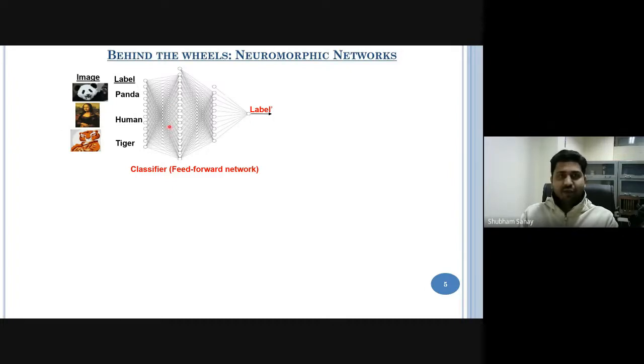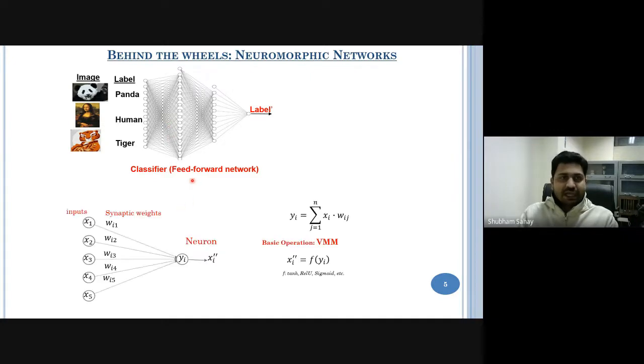How does it perform this, or what is the basic operation being done in this network? The basic operation is a vector-by-matrix multiplication of the input vector with the synaptic weight matrix. Essentially, how do you provide image information to this network? These images are composed of several pixels, and each pixel has a certain intensity. That pixel intensity is normalized and converted into a number, and that number is passed to these neurons.